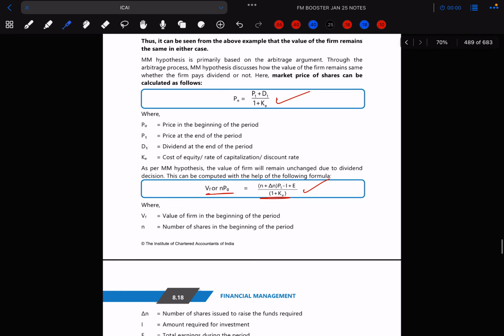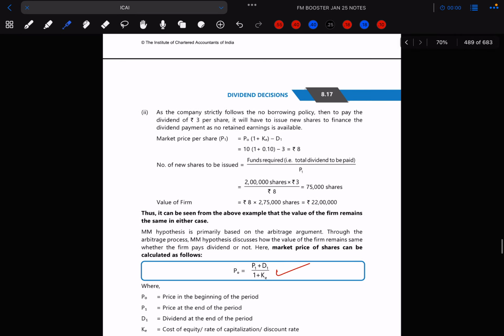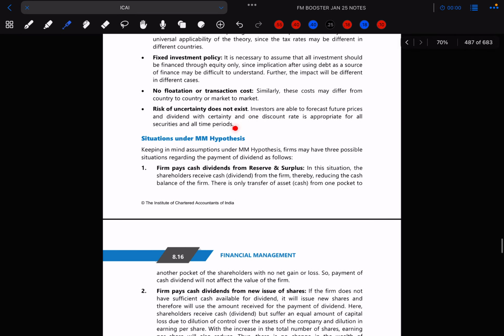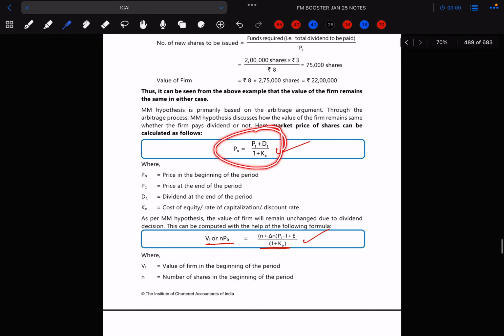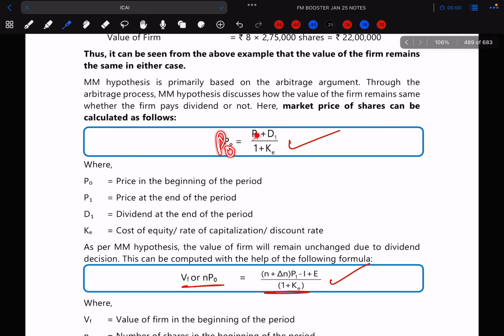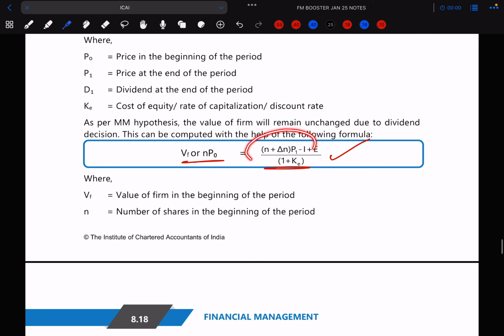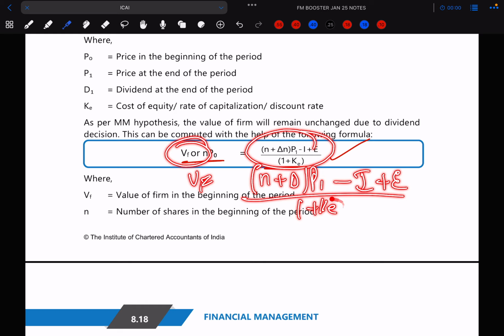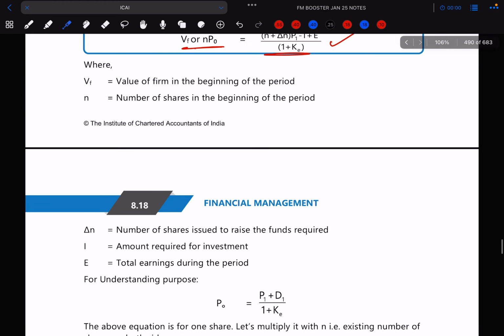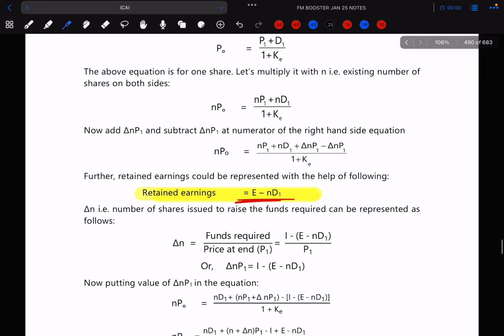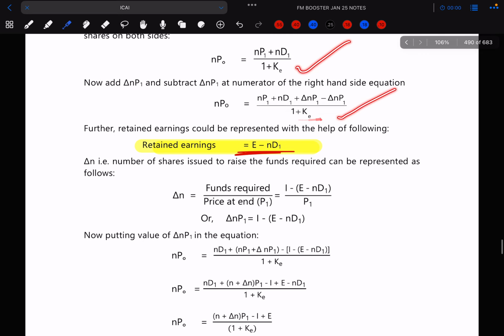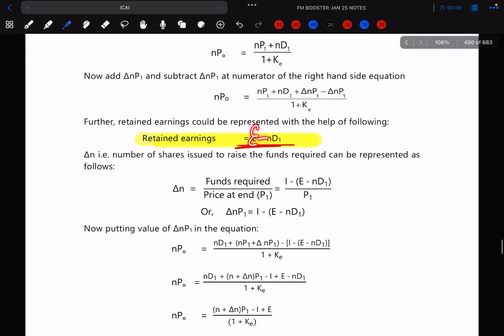Relevant or irrelevant, how many times? And this is an approach, right? We are in the approach, and this one we have already studied, like I've told you. P0, that is last year's price, is P1 plus D1 divided by 1 plus K. You'll remember this. This is just like the value of the firm. VF is the value of the firm, that is old shares plus new shares, into price of today, minus investment plus earning, divided by 1 plus KE. This one also, same thing. Retained earnings is total earning minus D1.